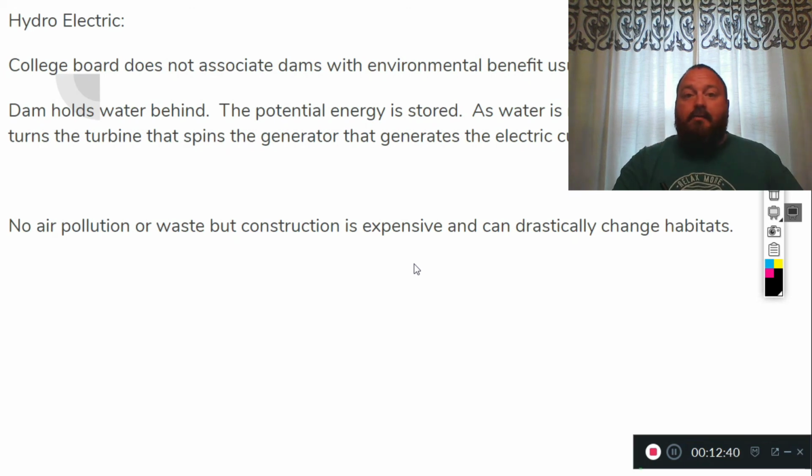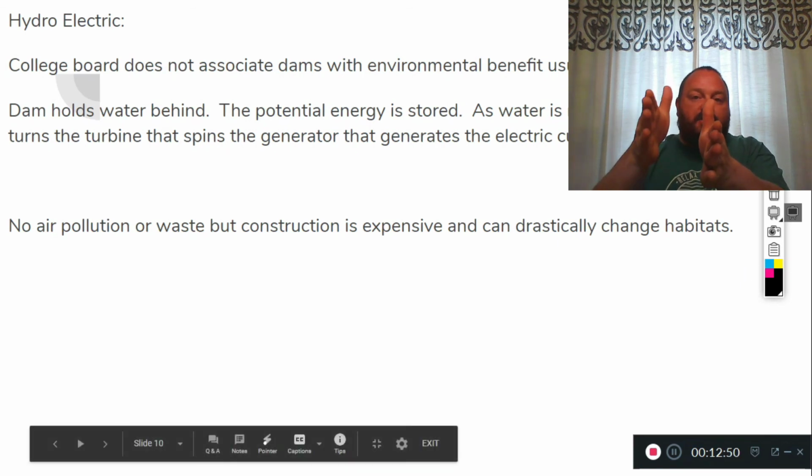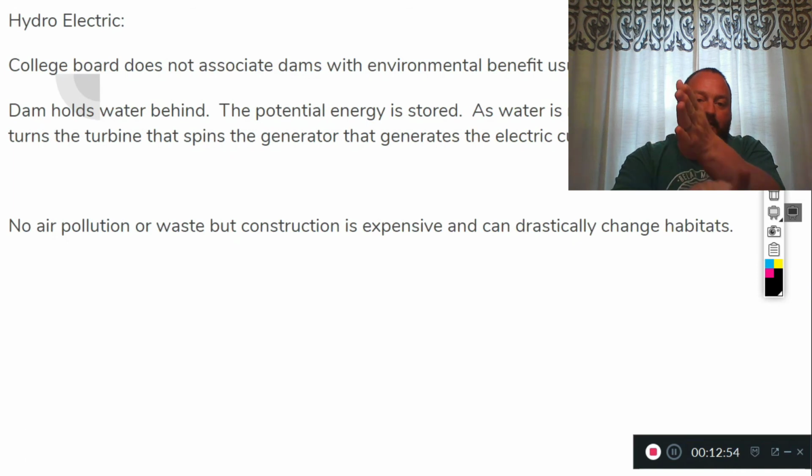You took a terrestrial habitat and now you're flooding it, creating an aquatic habitat. But the way they work, if it's a hydroelectric dam, the dam is here that stores the water behind it. That's basically storing potential energy. As the water is released through the dam, that potential energy is turned into kinetic as the water begins to flow through. In the pipes that the water is flowing through, they'll put the turbines. The turbines spin, which turn the generators, which creates the electric current.